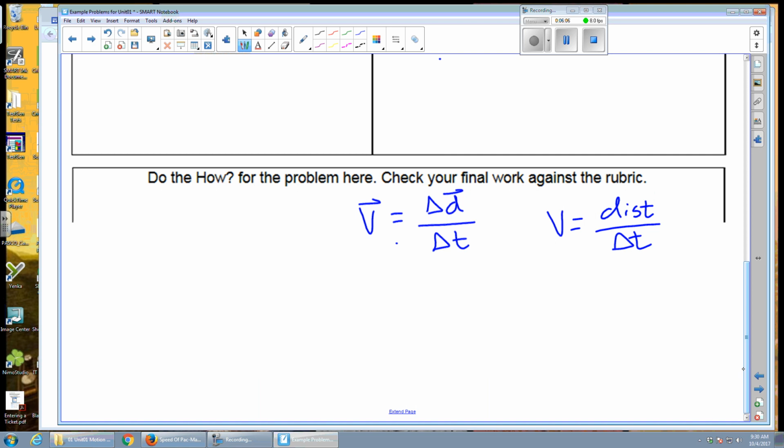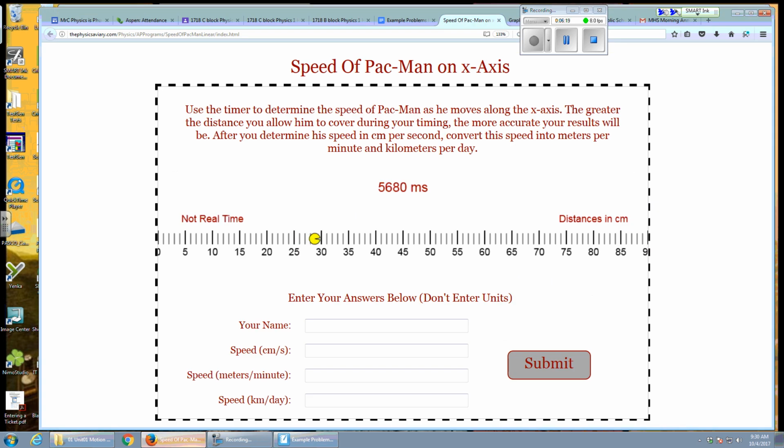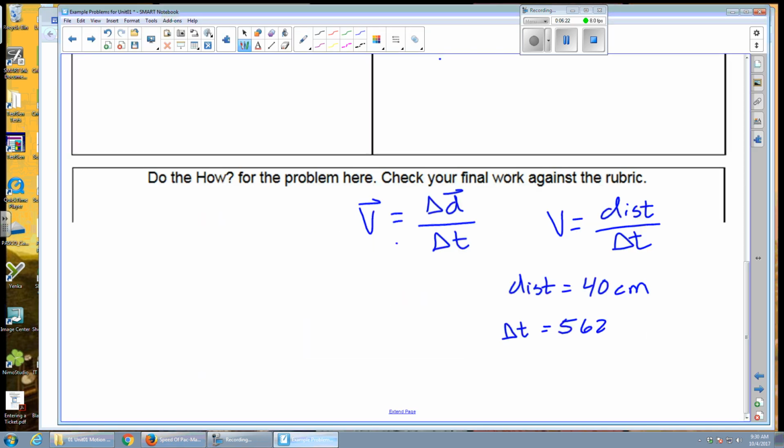So, the distance we said was 40 centimeters, right? And the time was 5,680 milliseconds. I don't like working in centimeters and milliseconds. So I think I'll plug them in meters and seconds. So speed, my distance, I'm not going to put in 40 centimeters. I'm going to put in 0.4 meters.